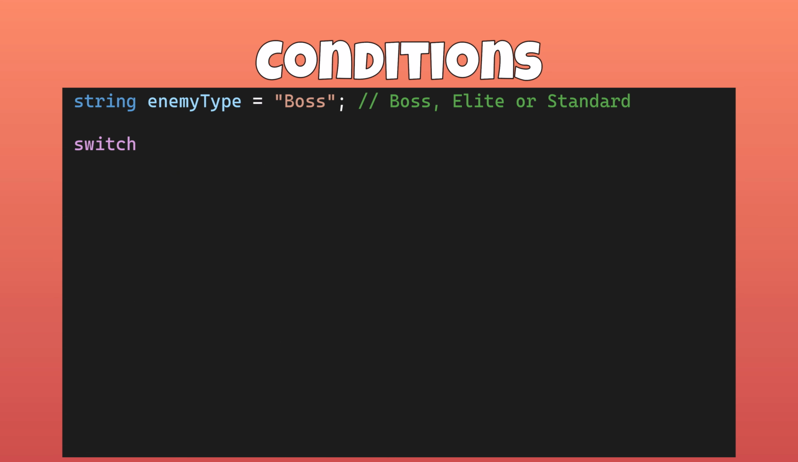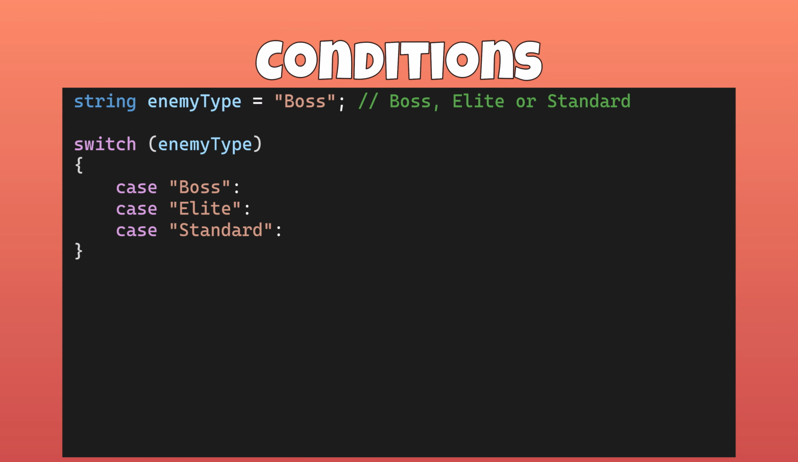To do this, we'll start by writing the switch keyword, followed by a pair of parentheses in which we write an expression, in this case enemy type. Then a pair of curly braces. Between these curly braces, we can define the different possible cases, so the different values of our expression, followed by a colon. In our example, we have the following cases: boss, elite, and standard.